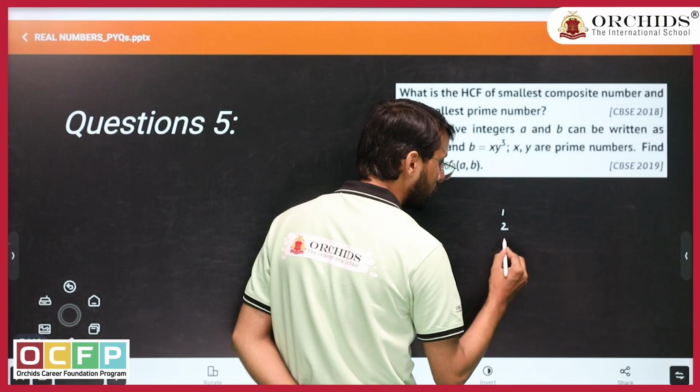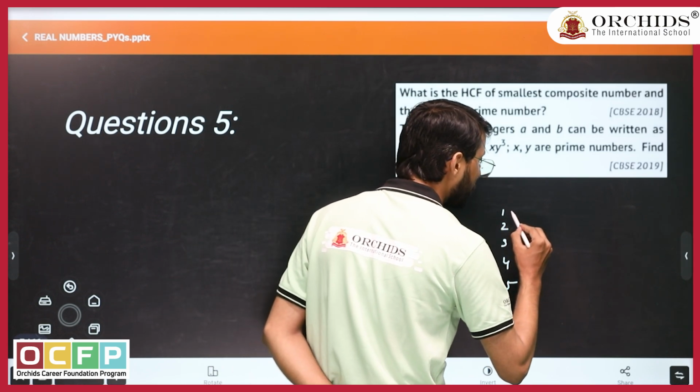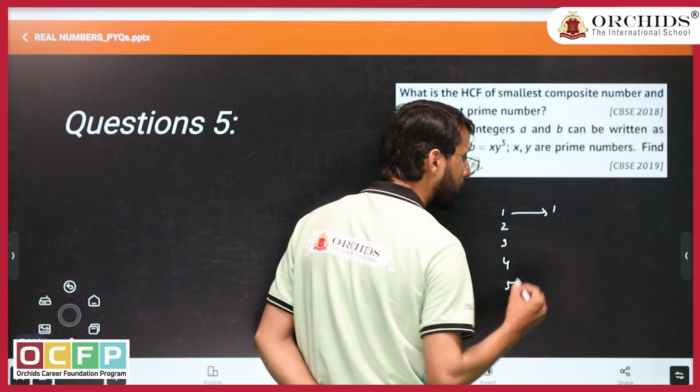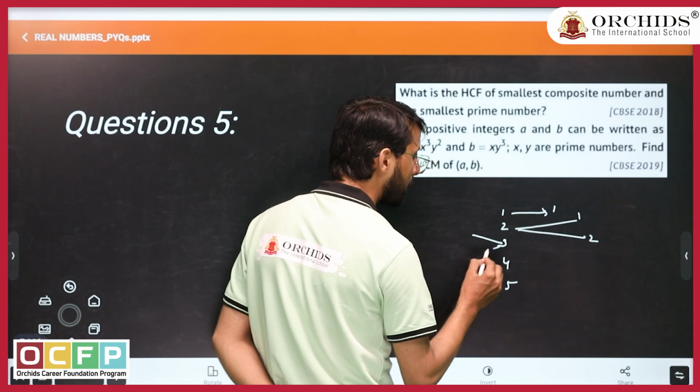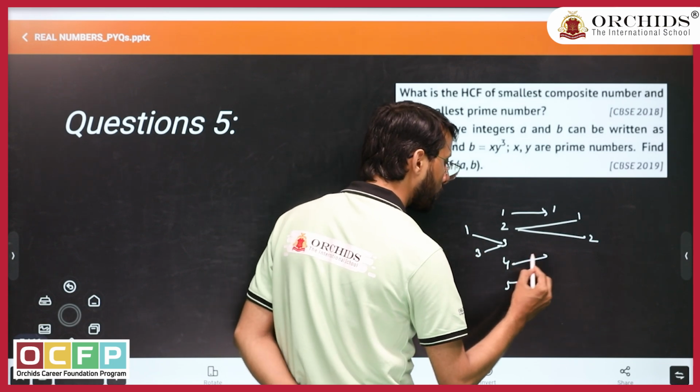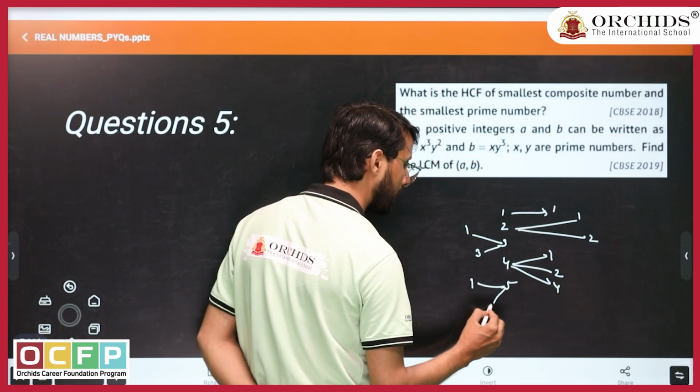Second we got 2, 3, 4, 5. So what about 1? How many factors will 1 have? 1 will have only one factor. 2 will have two factors, 1 and 2. 3 will have two factors, 1 and 3. 4 will have three factors, 1, 2 and 4. And 5 will again have two factors, 1 and 5.